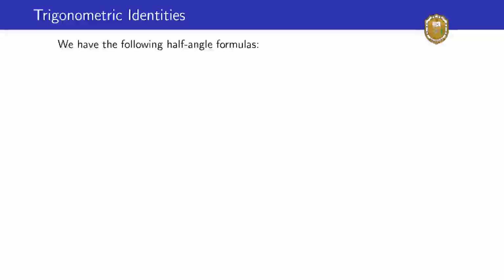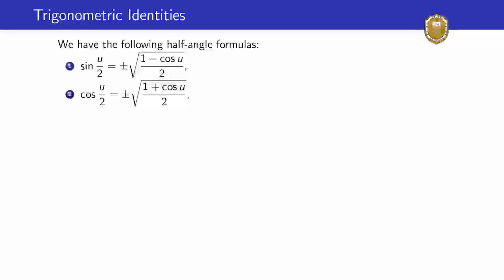We have the following formulas which we call the half angle formulas, which can be derived from the double angle formula for cosine. Formula number 1 is called the half angle formula for sine, and is given by sine u over 2 is equal to plus or minus the square root of 1 minus cos u over 2. The half angle formula for cosine is cos u over 2 is equal to plus or minus the square root of 1 plus cos u over 2. And the half angle formula for tan is tan u over 2 is equal to 1 minus cos u over sine u, which can also be written as sine u over 1 plus cos u.